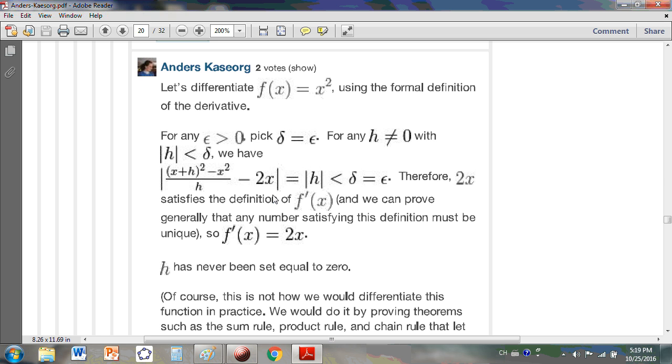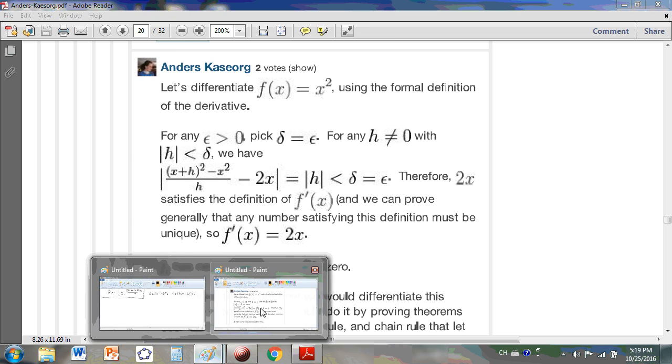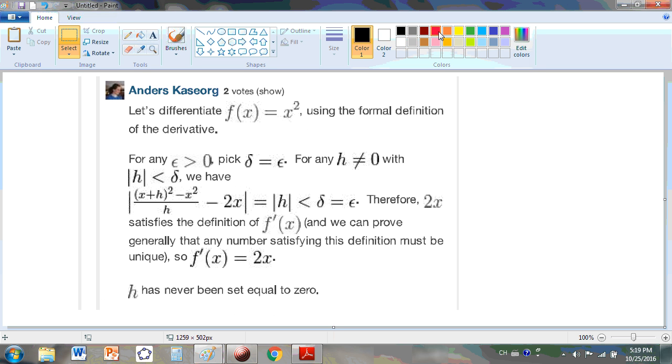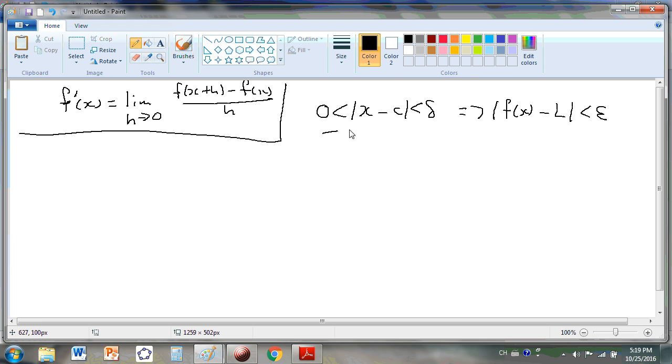So what he's doing is he's taking the finite difference, which is this. Let's go to this other paintbrush here, and I'll show you exactly what's happening in a moment. Now, in order for this definition to be true, we need to have a hole at x equals c. So we need a hole in the function. And why do we need a hole? Because this inequality says the distance between x and c must be greater than 0.